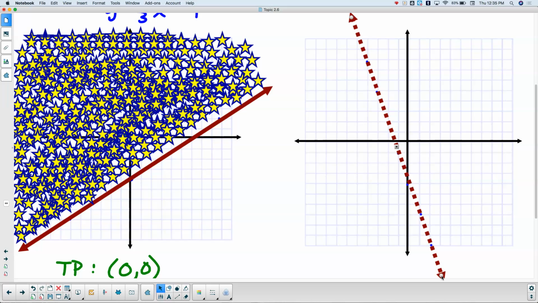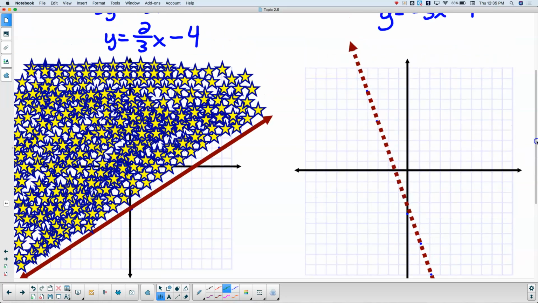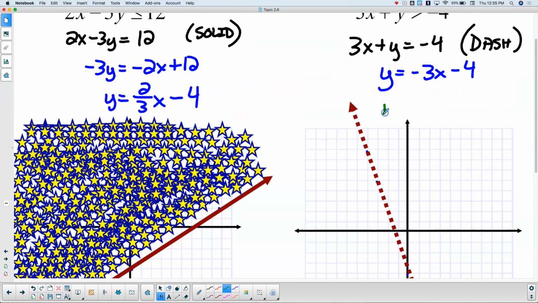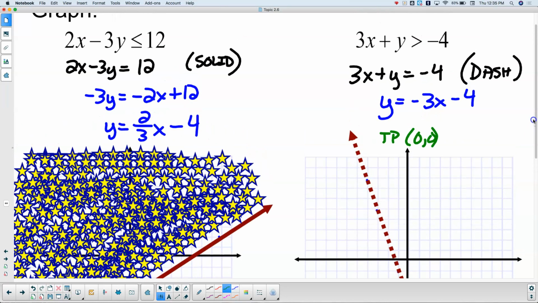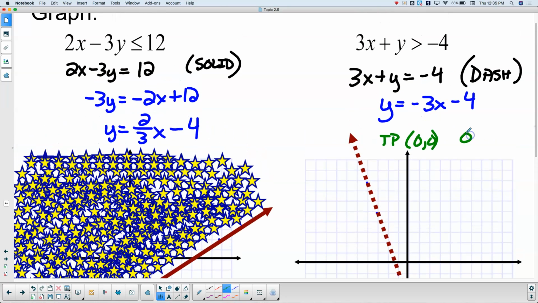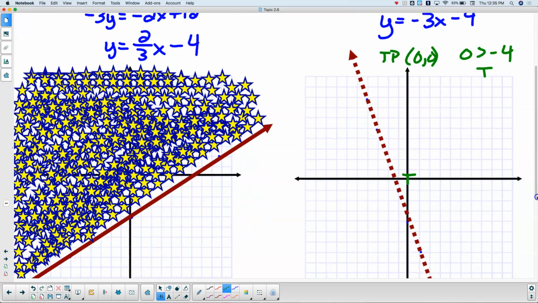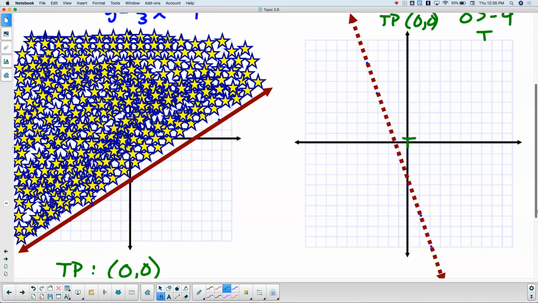Did I go through the origin? Didn't go through the origin, so we're good to go there. So my test point is going to be the origin again. And if I plug that in, I get 0 is greater than -4, and that is also a true statement. Man, I was hoping for a false statement this time. What happens if it is a false statement? Shade the opposite side. Yeah, exactly.